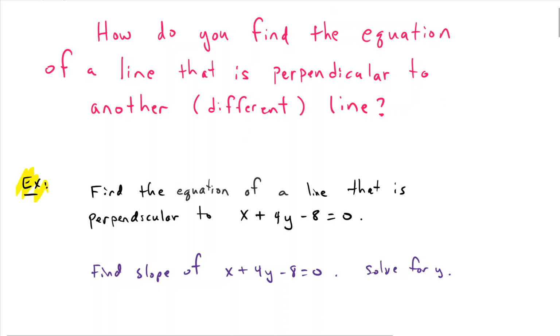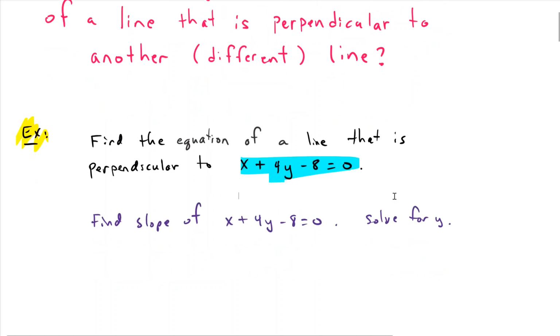Here's our example. Find the equation of a line that is perpendicular to x plus 4y minus 8 equals 0. The first thing we've got to do is find the slope of x plus 4y minus 8 equals 0, and we do that by solving for y. So we start with our equation. We're going to solve for y, so we're going to take 8 to the other side.